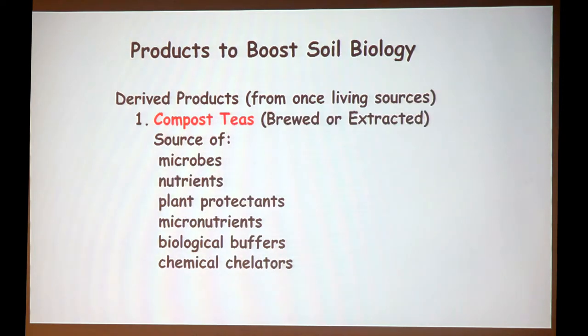Another derived product is a compost tea. These are extracts, either brewed or extracted from compost, and they're also a source of microbes, nutrients, plant protectors, micronutrients, biological buffers, and chemical buffers. All these things contribute together in a holistic way to the health of plant roots because of what they do to the microbes around the roots.